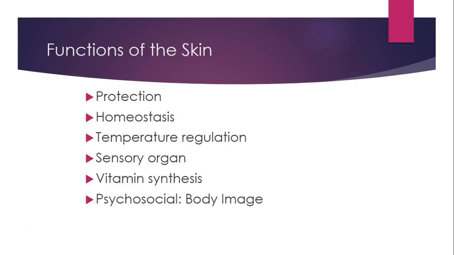So what does the skin do? The skin is one of the major organs of our body, and some of the things that it does is protection. It protects us from temperature changes, it protects us from infection, it protects us from injury. It also provides us homeostasis. And homeostasis is that big fancy word that means that your body likes to maintain a normal, regular tone, whether that is in function or in temperature or in a variety of different things.